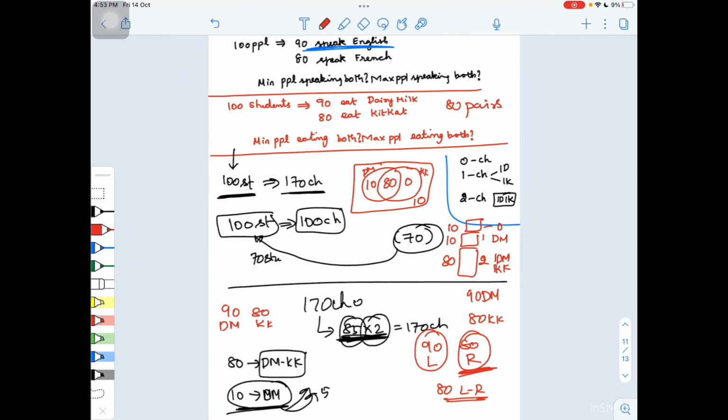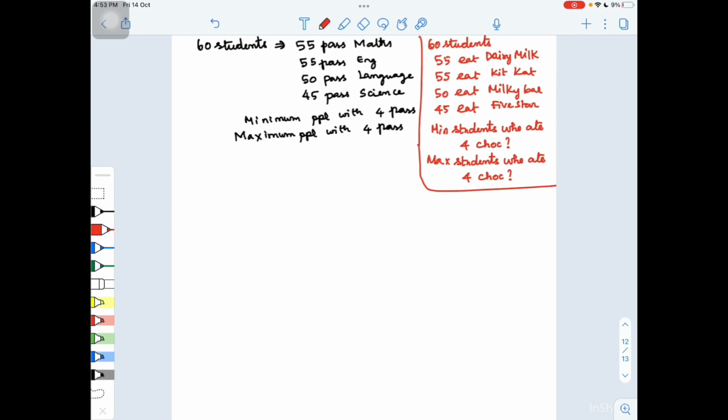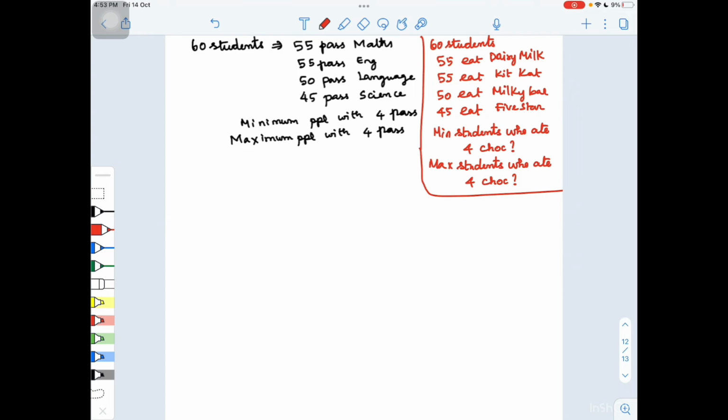However, there are cases where this particular method might come in handy. Let's look at one more problem using this particular method. Let's say I have a question where 60 students are there, out of which 55 have passed maths, 55 have passed English, 50 have passed language, 45 have passed science. Now the question is, what is the minimum number of people who would have passed all 4 subjects, and what is the maximum number of people who could have passed all 4 subjects?